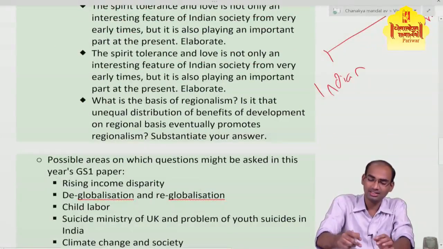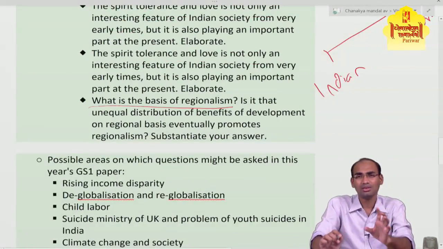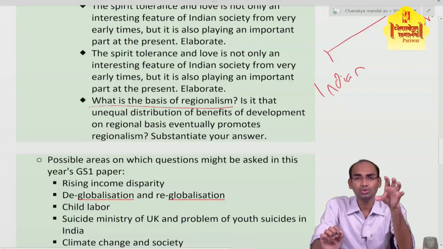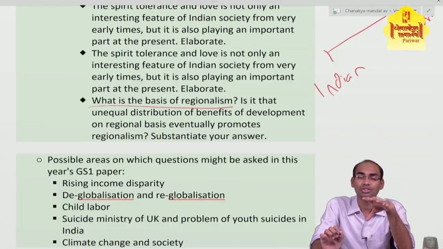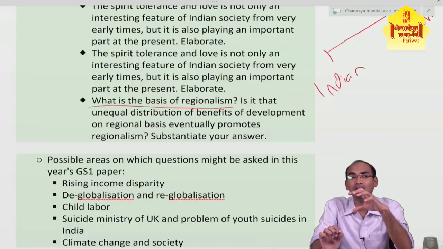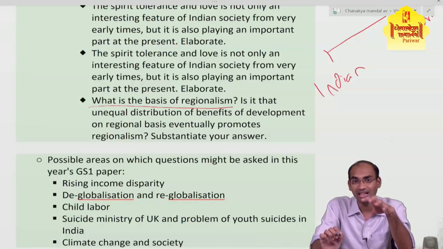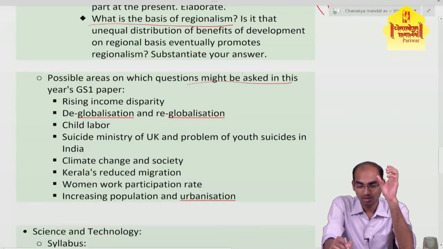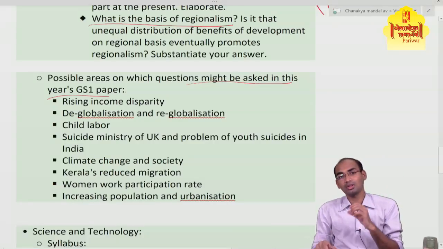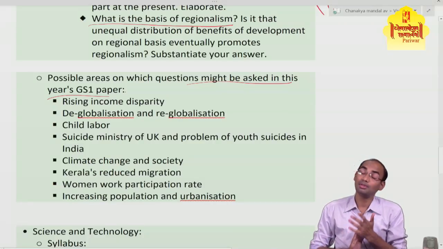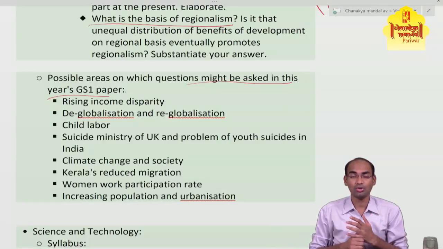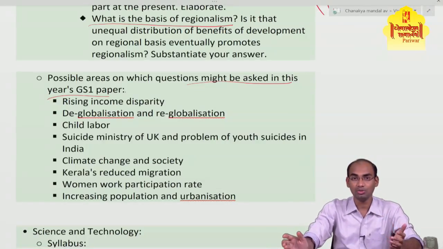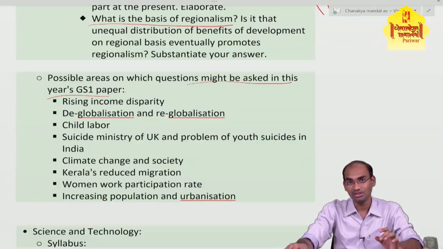Then, what is the basis of regionalism first? So what you need to do is define these terminologies first, and then look for the substantiating argument. You look for the current developments regarding these concepts. What are the possible areas on which UPSC might ask questions? The UPSC Mains 2019 exam is currently going on. Tomorrow, from 9 to 12, will be the GS1 paper.